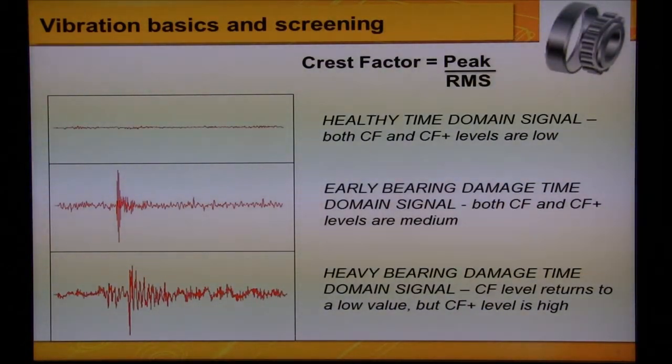However, a problem occurs as the bearing damage worsens. The significant bearing damage causes the RMS value of the time domain signal to increase significantly. See the plot at the bottom. The noise floor is growing as high as the spikes. Since RMS is in the denominator of the crest factor ratio, this actually causes the crest factor value to decrease. The analyst would see the low crest factor and could not be certain whether the bearing was healthy or near failure.